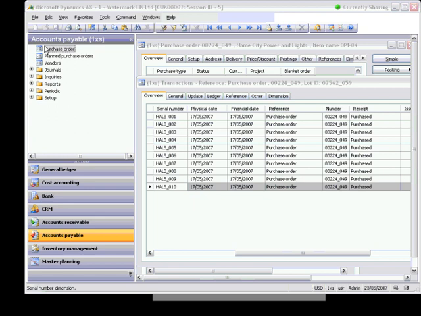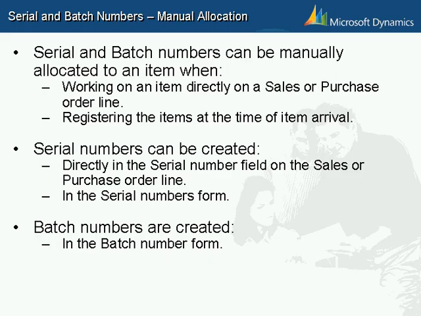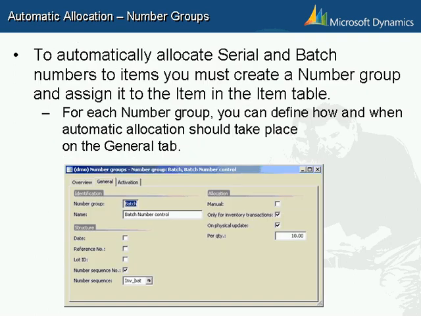Okay, I go back to my presentation file. Automatic allocation, number groups. To automatically allocate serial and batch numbers to items, you must create a number group and assign it to the item in the item table. For each number group, you can define how and when automatic allocation should take place on the General tab.